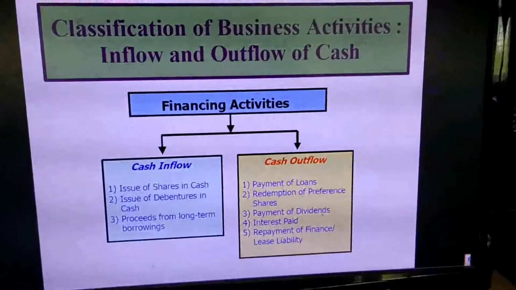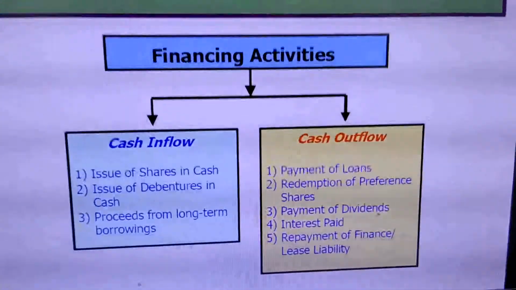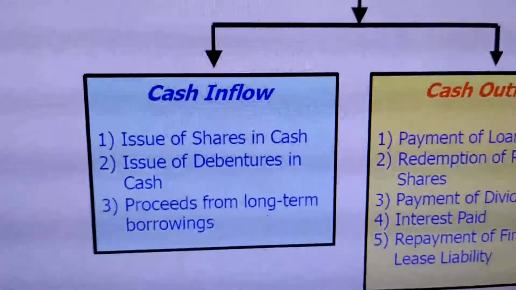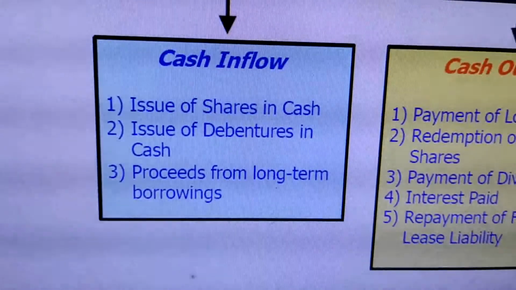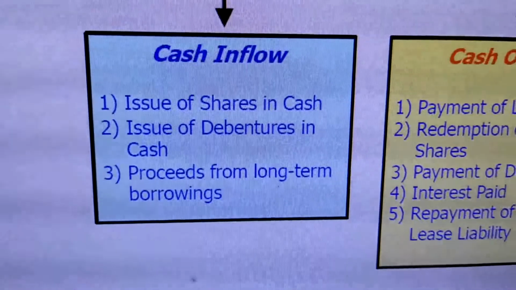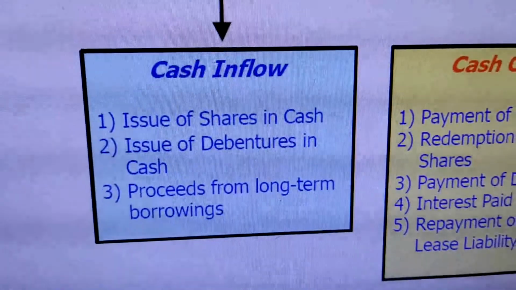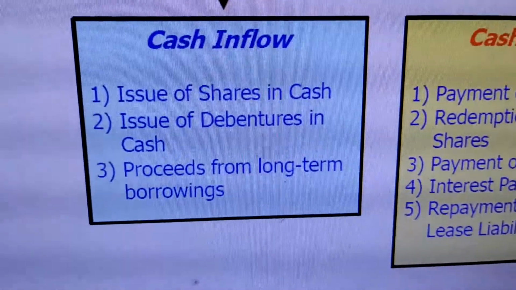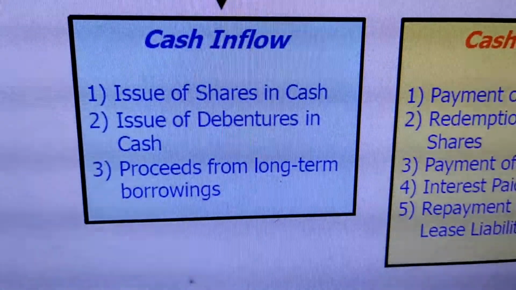The next one is the classification of business activities, inflow and outflow of cash by way of financing activity. Cash inflow from financing to the business: issue of shares in cash, issue of debentures in cash, and proceeds from long-term borrowings. By way of issuing preference shares and equity shares to the public, the company will generate money. By issuing debentures, the company will earn money. And also proceeds from long-term borrowings.